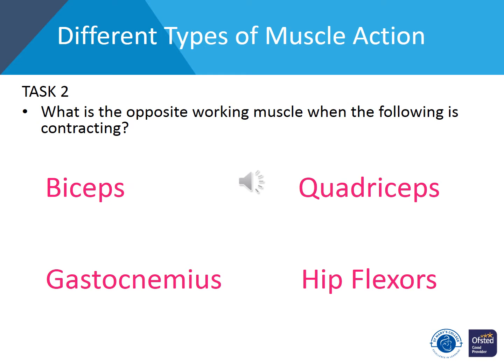The opposing muscle of the gastrocnemius is the tibialis anterior. Our hip flexors, which are used to, say, raise our knee, the opposite muscle that relaxes, you might not think about this, but it is your gluteus maximus. So I hope you got those correct.